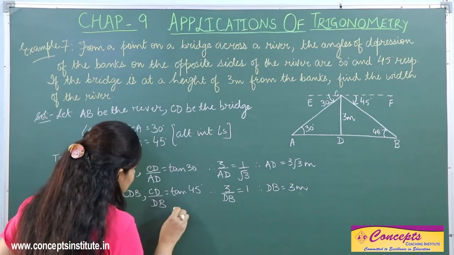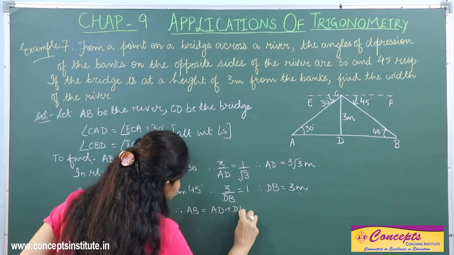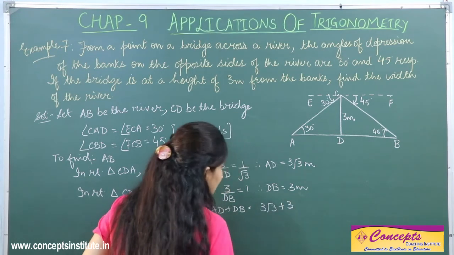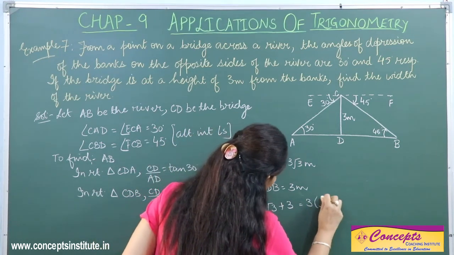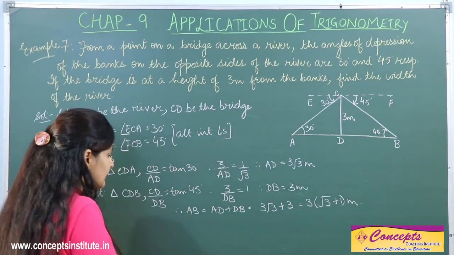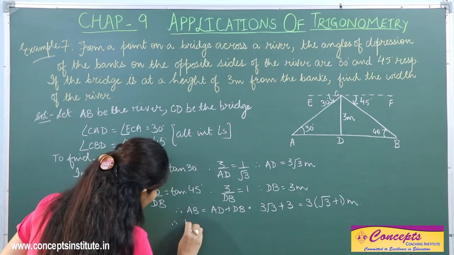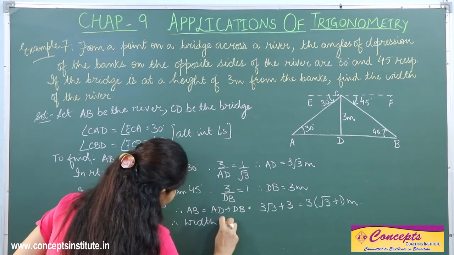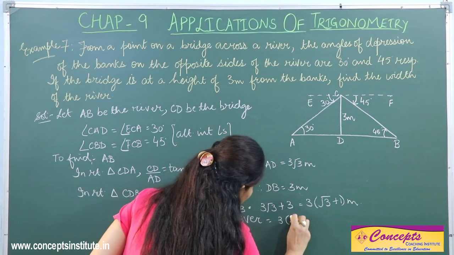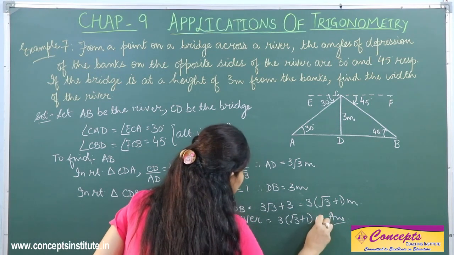So what would be the length of AB now? It would be AD plus DB. That means it would be 3 root 3 plus 3. I can take 3 common. So it would be 3 into root 3 plus 1 meter. But I have to write my final answer properly. So therefore I will write, therefore the width of river is equals to 3 into root 3 plus 1 meter, and this is the answer. Okay.